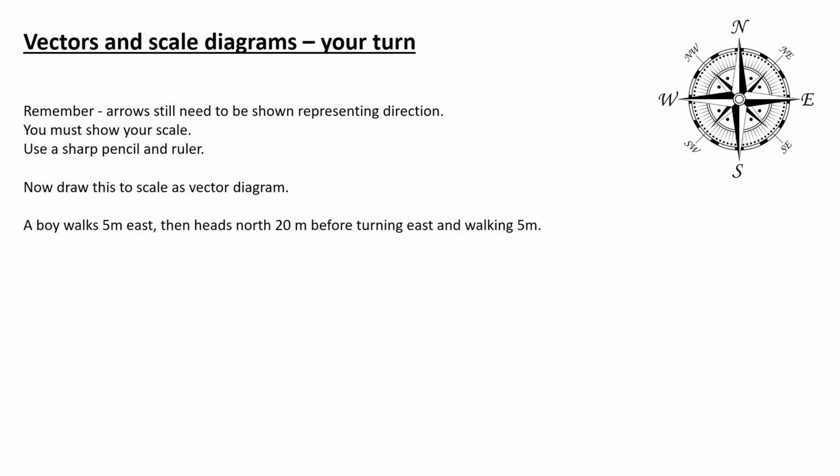So my young man again walks 5 metres east, then he heads north for 20 metres before turning and walking another 5 metres east. What does that look like? Pause the slide, use some graph paper and have a go.